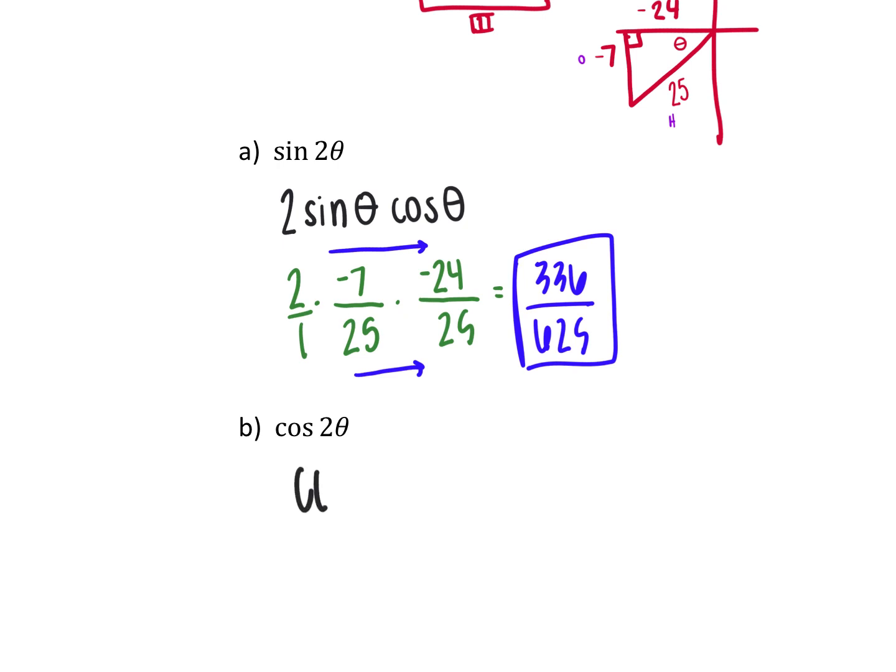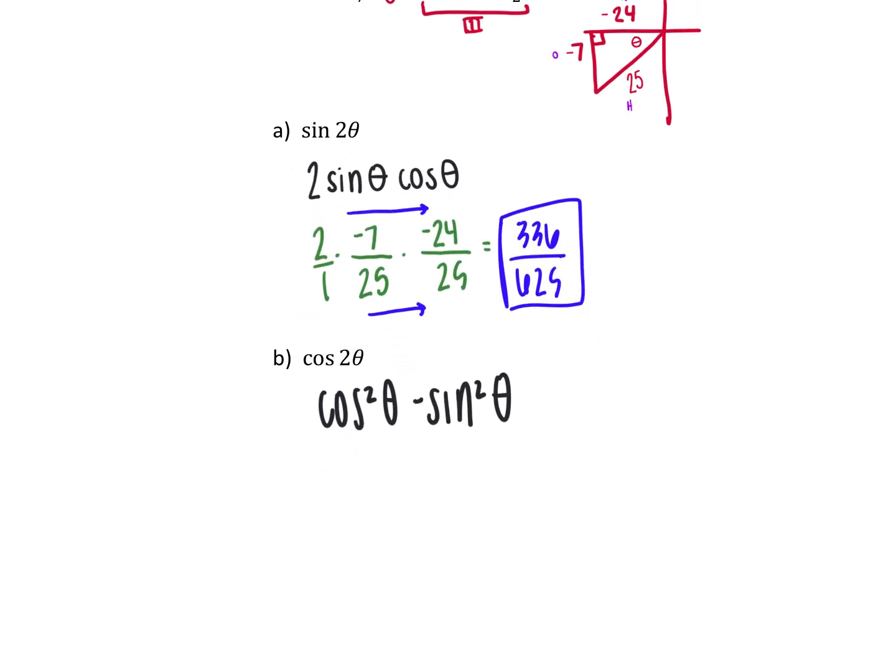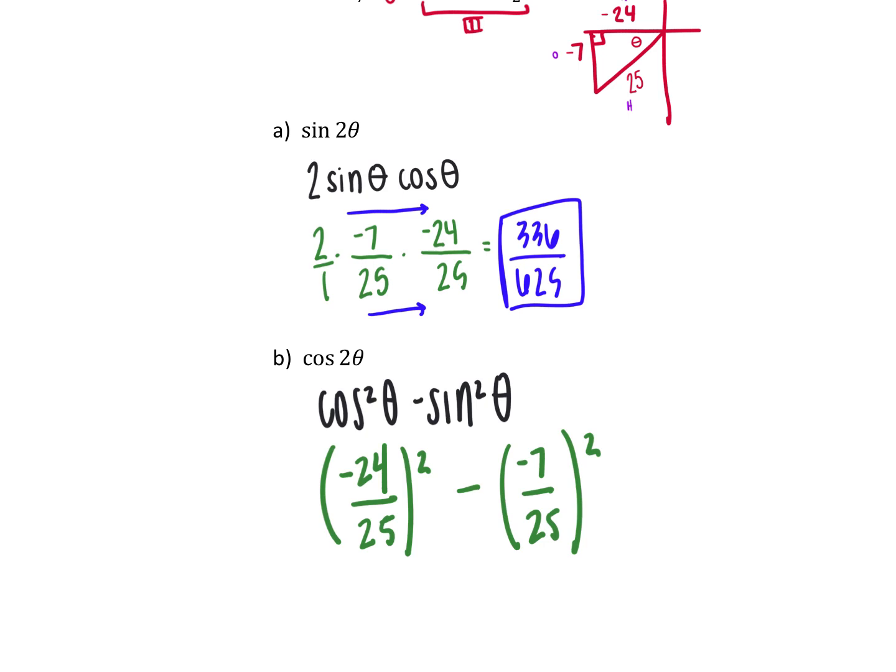And our last one, we'll do cosine squared minus sine squared. So we would have the adjacent over the hypotenuse squared minus the opposite over the hypotenuse squared. And we're just going to take that one and we're going to plug it into the old calc. Doesn't give us a very satisfying answer, but you should get 527 over 625.